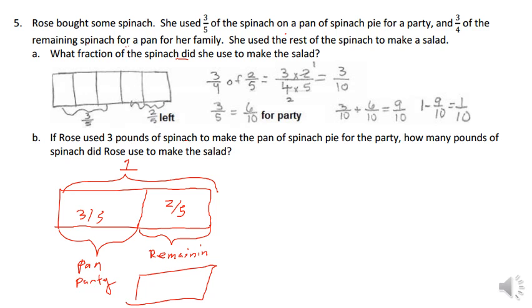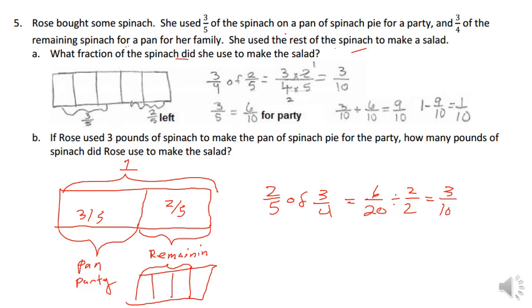So if I come down here and redo another one, and it says use 3/4 of the spinach for a family. I split this into fourths, and she's using 3 out of 4 of them. So I know this is 2/5 of 3/4, which equals 6/20. And I can reduce that down by 2, which will equal 3/10. So that's how much they used.